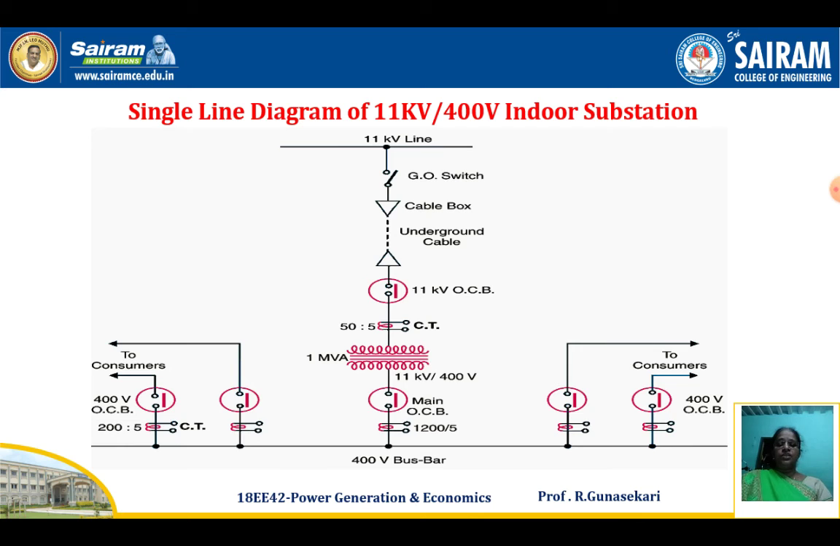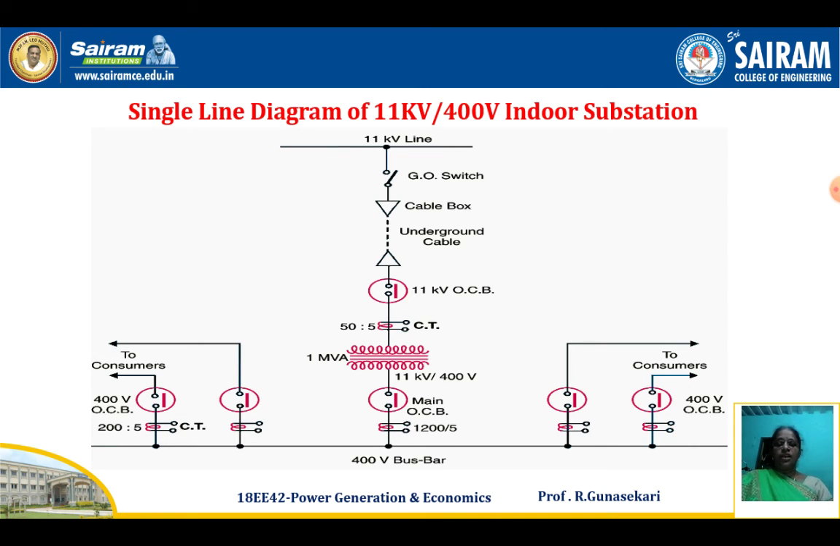400 OCB means oil circuit breaker. Current transformer range on the left hand side is 200:5. That means 200 amps is reduced to 5 amps. Then on the bus bar side, 1200:5 means the current transformer primary is 1200 amps and the secondary is 5 amps. Then 50:5 means 50 is the primary and 5 is the secondary.